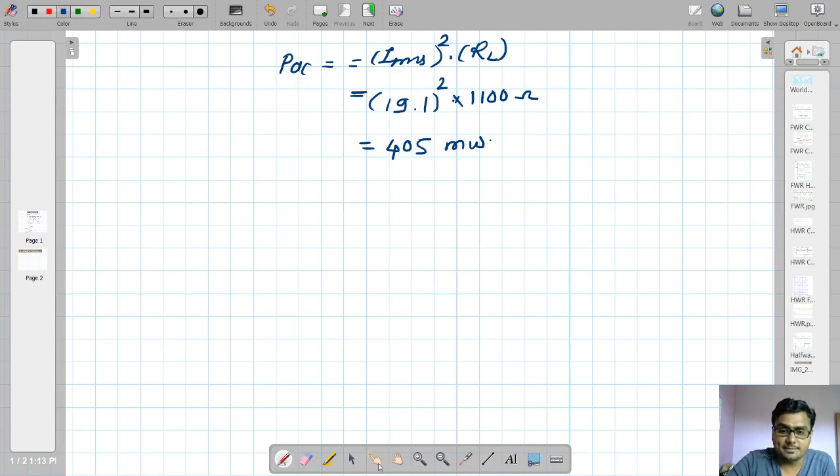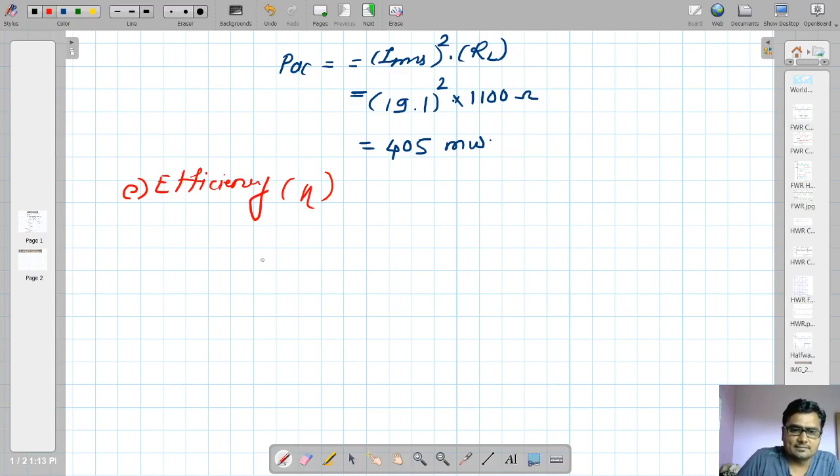So this is PAC, the AC input power, which was D. Now after D, E. What is E? They want us to calculate efficiency. So let me write efficiency. What is efficiency? Efficiency is how much DC power is available across the load divided by how much AC power we have fed. It means efficiency will be PDC divided by PAC.